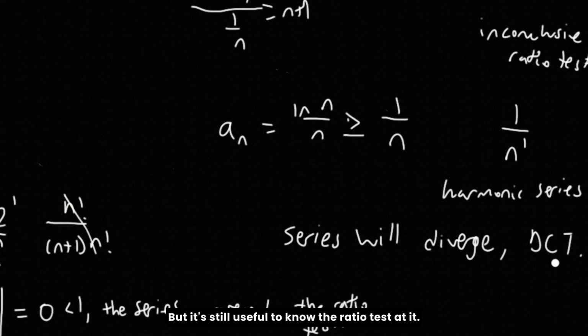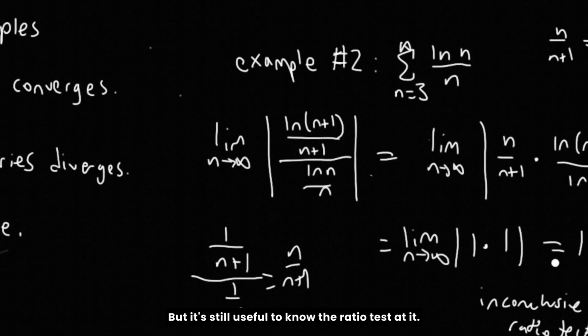But it's still useful to know the ratio test. It is very useful in many different cases. And if it doesn't work, there are many other different convergence tests that you can use, and I proved that with this example.